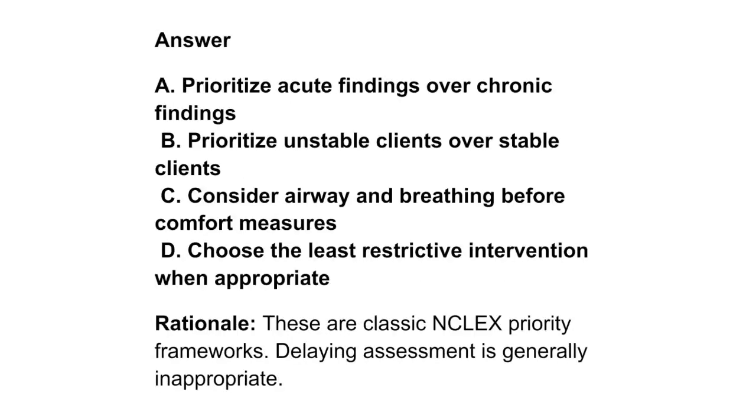Answer: A. Prioritize acute findings over chronic findings. B. Prioritize unstable clients over stable clients. C. Consider airway and breathing before comfort measures. D. Choose the least restrictive intervention when appropriate. Rationale: these are classic NCLEX priority frameworks. Delaying assessment is generally inappropriate.